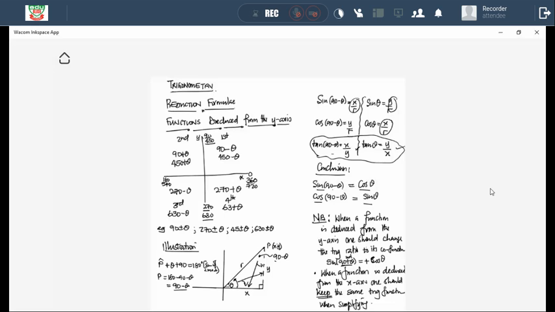So that reduces to a negative sine theta. The emphasis is I started with sine 180 plus theta, and my answer is going to be negative sine theta, meaning to say the trigonometric ratio did not change. We started with sine, we ended up with sine. That is sine 180 plus theta, and that answer is just negative sine theta. That's what we did in the previous class.